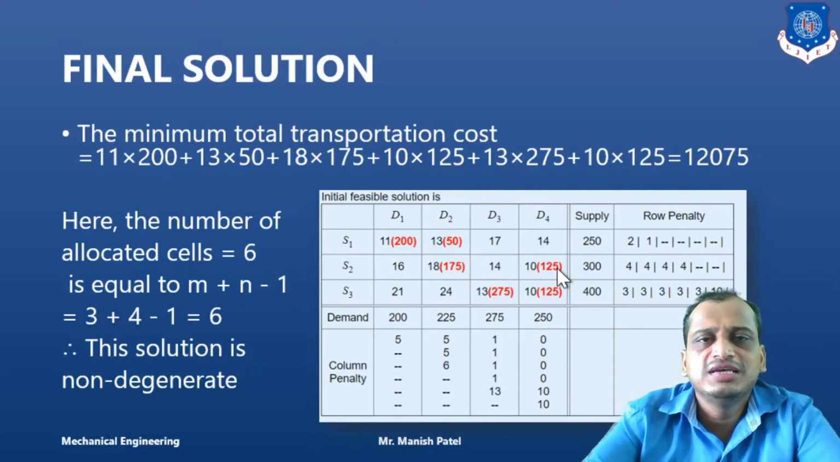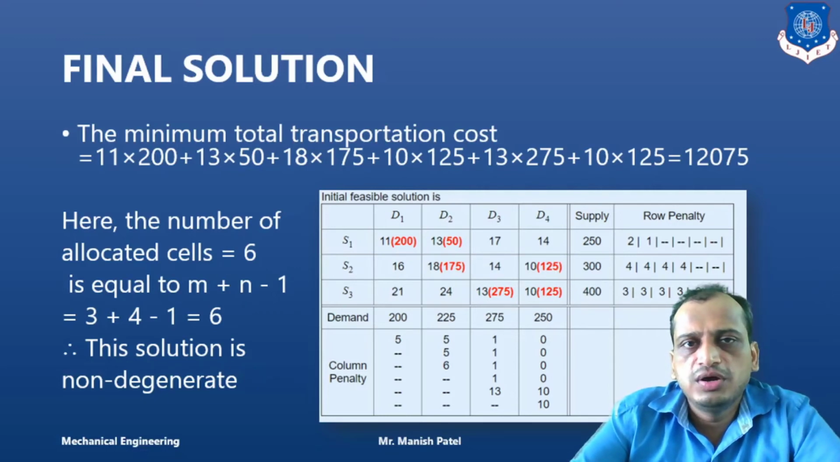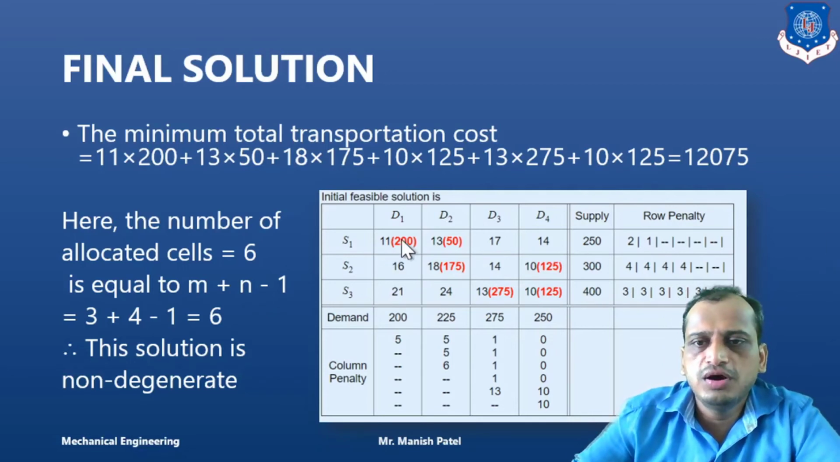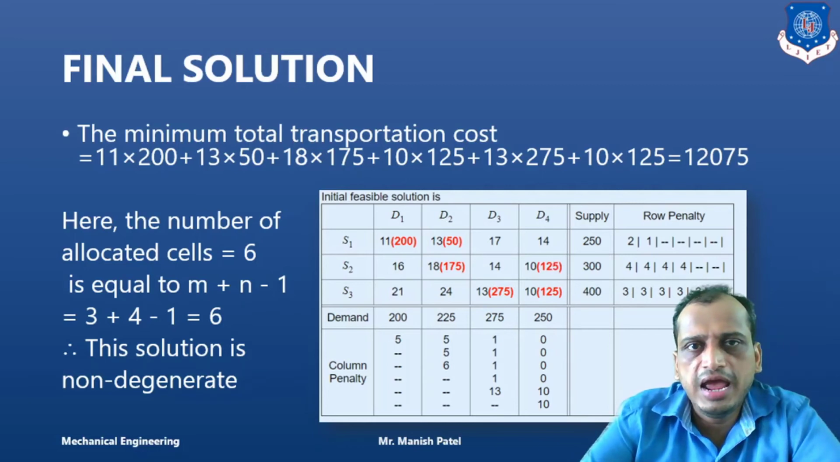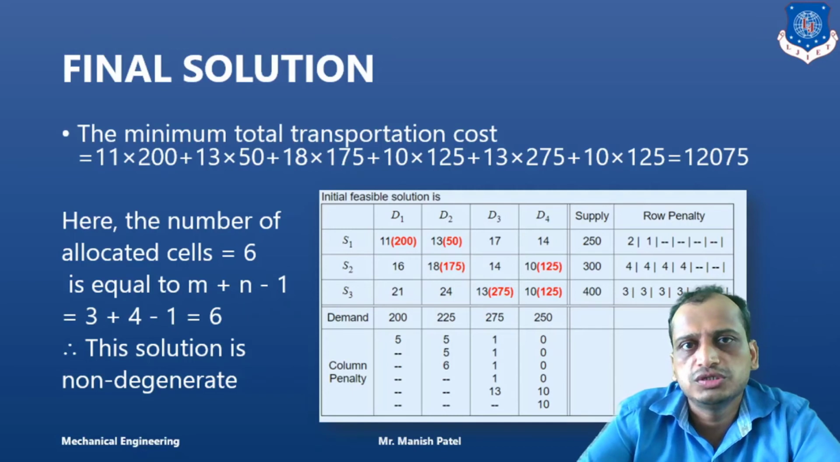Right? If you carefully see here, m plus n minus 1. What is m here? The number of rows is 3. The number of columns is 4. So 4 plus 3 minus 1 comes out to be 6. And what is the number of allocations here? 1, 2, 3, 4, 5, 6. 6 allocations are there, and m plus n minus 1 is also equal to 6. So the solution is non-degenerate. If it is less than m plus n minus 1, then the solution is degenerate, and then we have to look into some other methods to arrive at the solution. We will look into this example in forthcoming lectures.